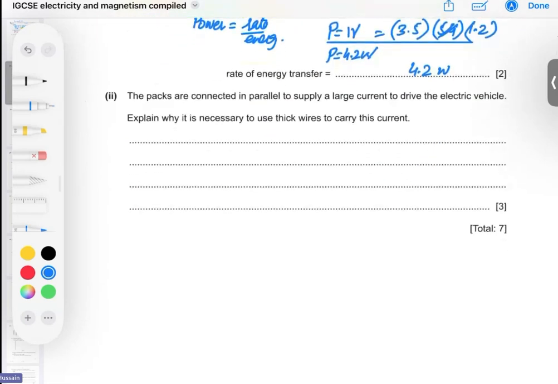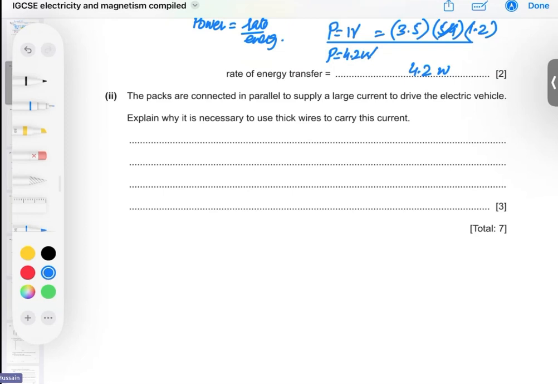the packs are connected in parallel to supply a large current to drive the electric vehicle. Why is it necessary to use thick wires to carry this current? Thicker wires have smaller resistance because we need larger current, so we need to reduce the resistance. If I use a thicker wire, then less electrical energy would be converted into thermal energy because of lesser resistance, and that would make the battery more efficient.